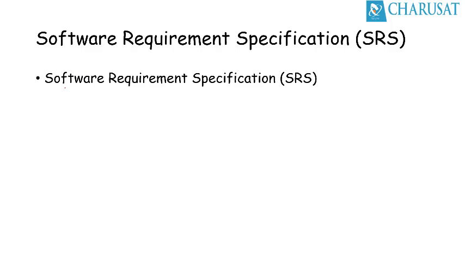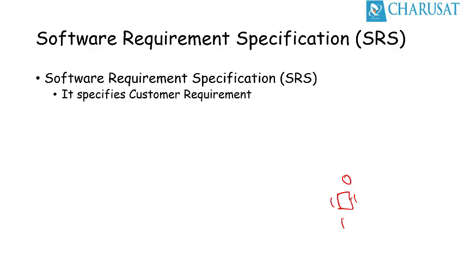What is software requirement specification? Firstly, it specifies customer requirements. For example, this is a software developer, and this is a customer. The customer may be a non-techie guy as well, but he wants to develop some product as software. But if the software developer is not able to understand well, then he cannot develop the software as per the customer requirement. This is the customer and this is the developer.